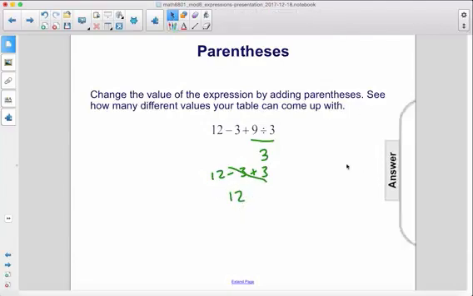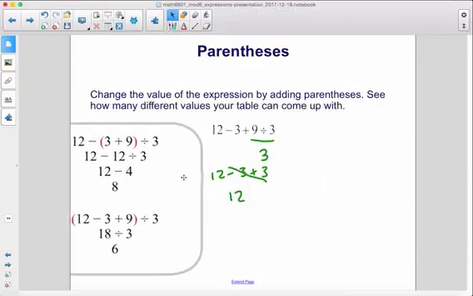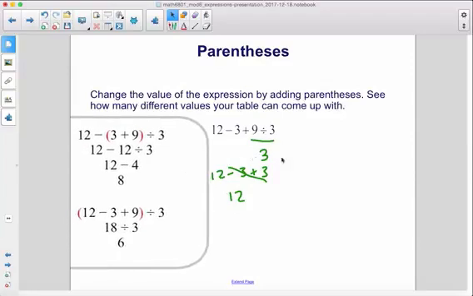However, we could have also added parentheses in the following ways. If you would put parentheses around this 3 and 9, all of a sudden this becomes 12. So then we have 12 divided by 3 gives us 4, 12 minus 4 gives us 8. Or if we put parentheses around this entire part, 12 minus 3 is 9, plus 9 gives us 18. Then divide by 3 and we get 6.